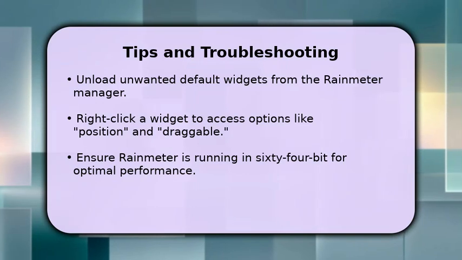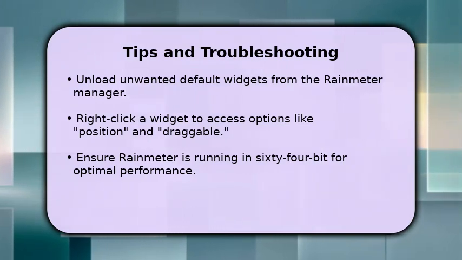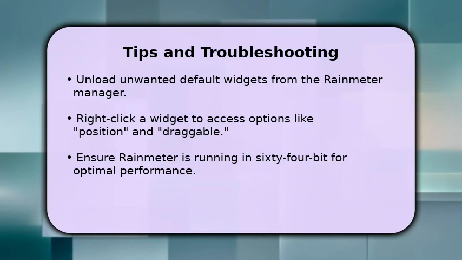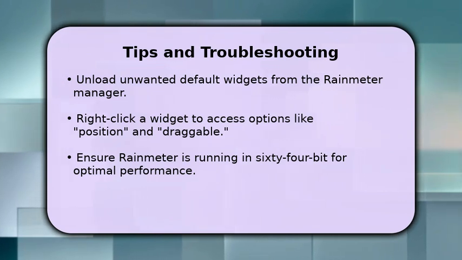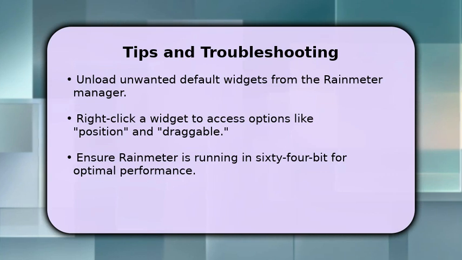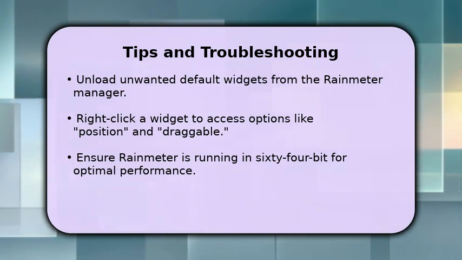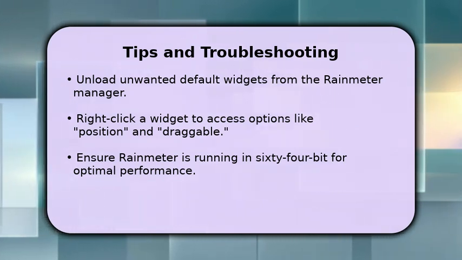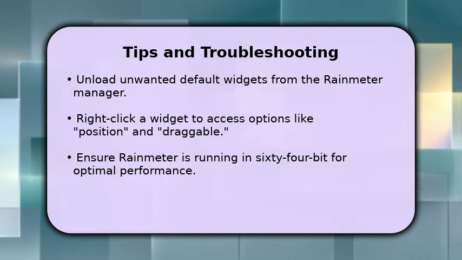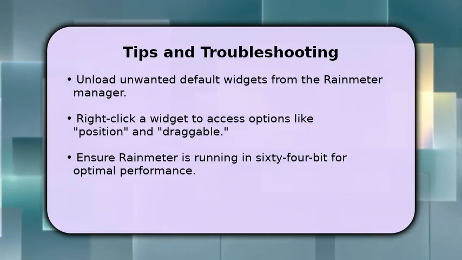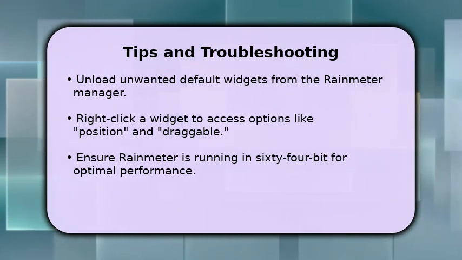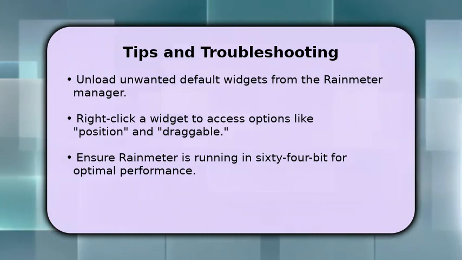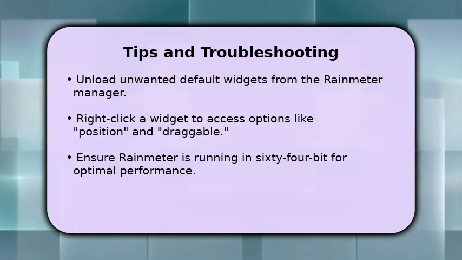Here are some helpful tips for managing your Min setup. If you find certain widgets unnecessary, simply right-click them and select Unload Skin from the Rainmeter Manager. For precise control, right-click any widget to adjust its position, making it non-draggable or setting it to On Desktop. Always ensure Rainmeter is running its 64-bit version for the best performance. Finally, it's a good practice to create a system restore point before making significant changes to your desktop, just in case.